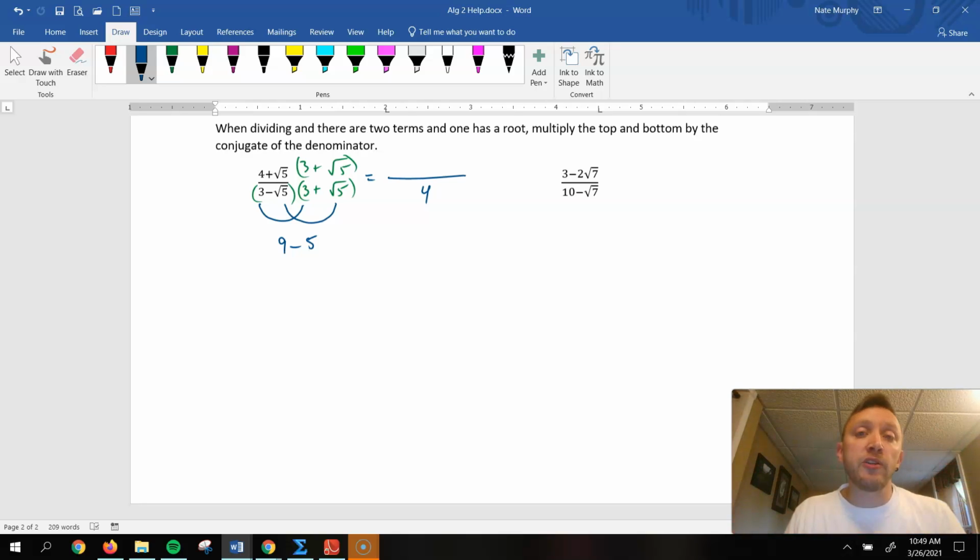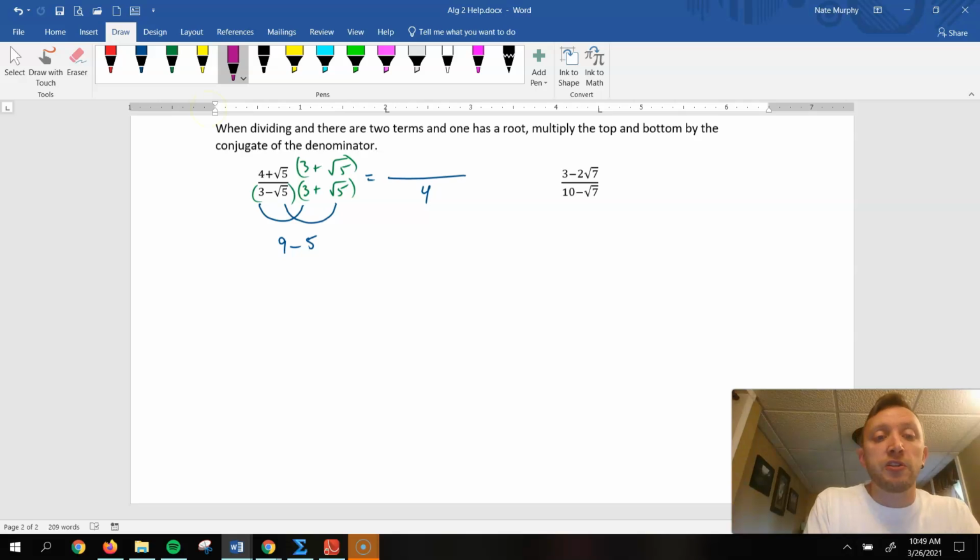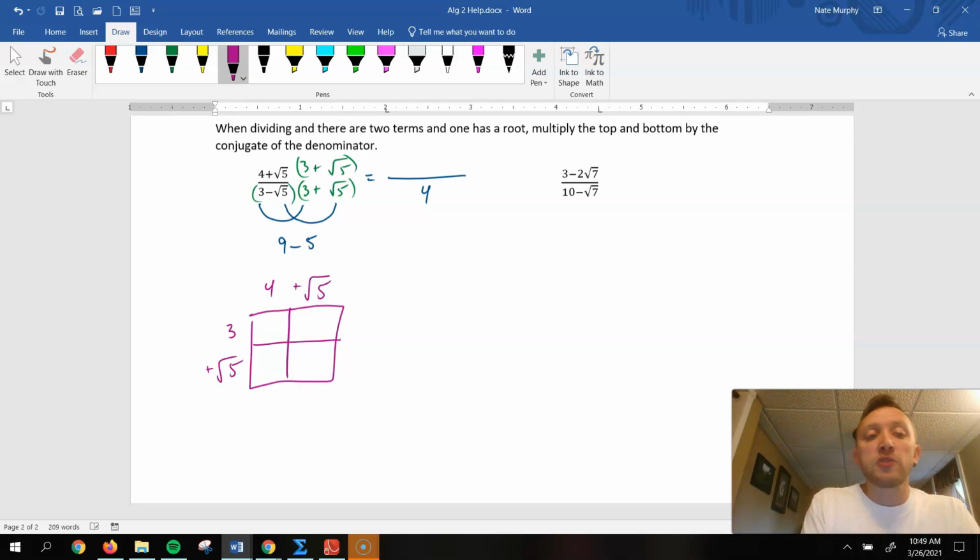But for the numerator, if we have 2 terms times another 2 terms, we do have to use that box method, or the FOIL method like your teacher showed you. But I'm going to show you again with this box method. So we'd have 4 plus the square root of 5, and then 3 plus the square root of 5. When you multiply those together, 3 times 4 is 12, and this will be 3 square root of 5. The next row, square root of 5 times 4, will just be 4 square root of 5, and square root of 5 times square root of 5 would just be square root of 25, or 5.